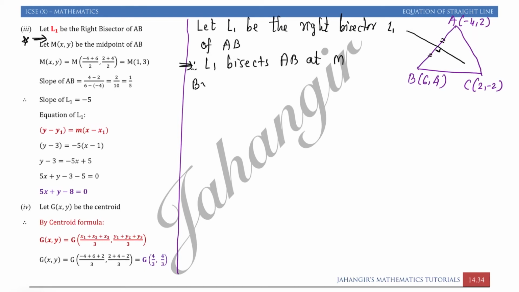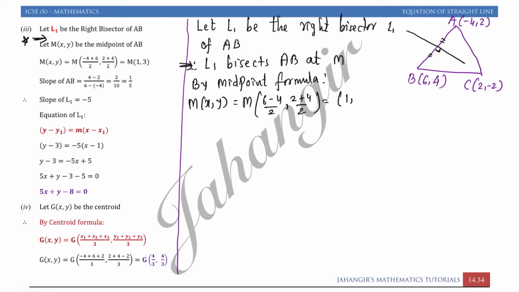So therefore by midpoint formula, we can find M का coordinate, Mx comma y, that is equal to M (6 minus 4)/2 comma (2 plus 4)/2, that is 2 by 2, 1, 6 by 2, 3. We got it. Now we will find slope of AB. 4 minus 2 upon 6 plus 4. You can just do it directly. 2 by 10, that is 1 by 5.